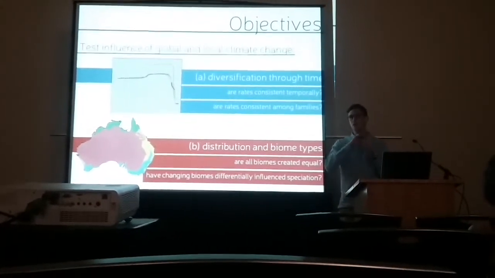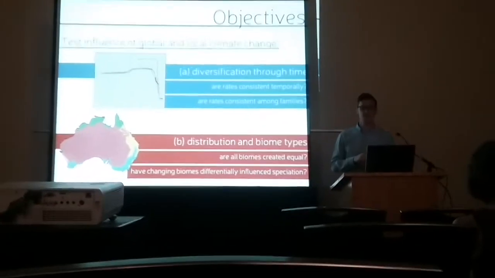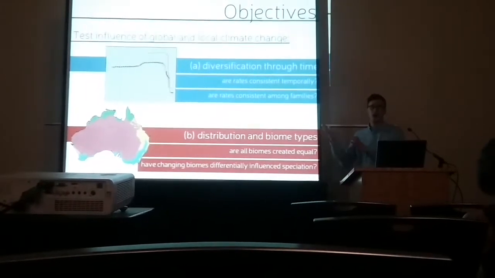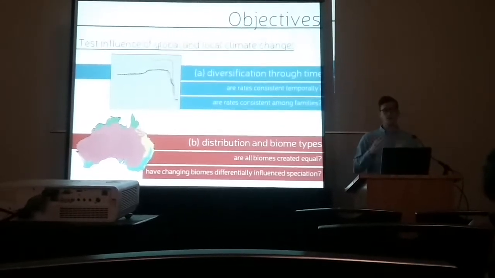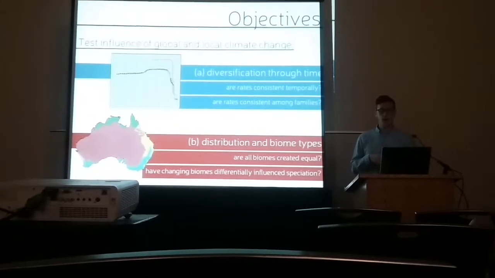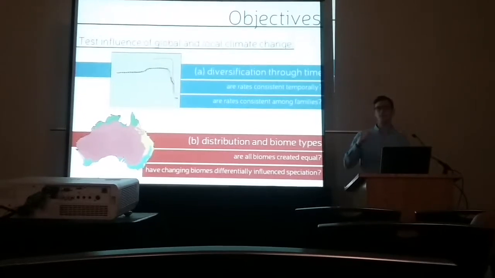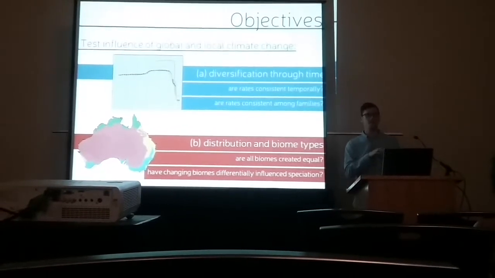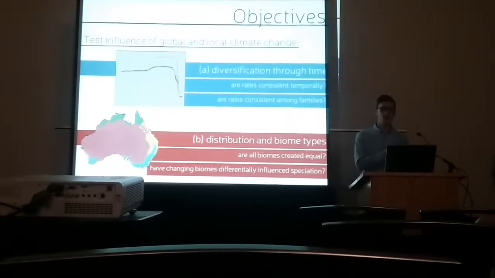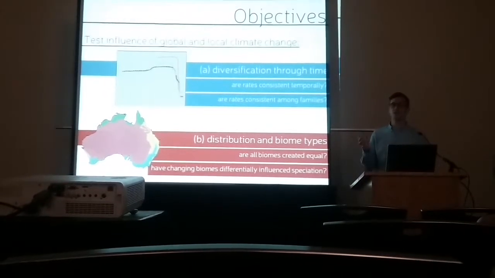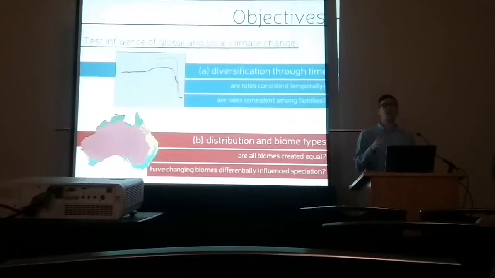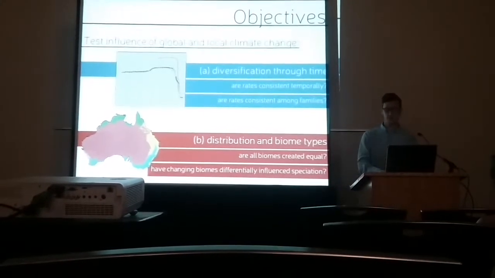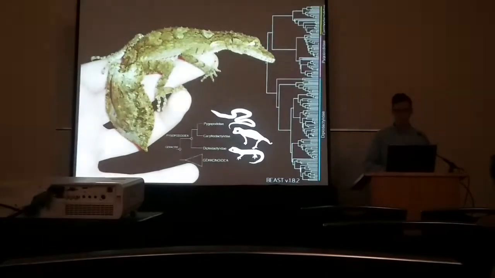So by charting the diversification process of the group, we can look at whether rates of diversification are consistent temporally, or if they change as we'd expect, and if they're consistent among families. And then on a finer, specifically Australian scale, we can look at how the change in these climates may have impacted biomes, and how the changes in biomes have differentially impacted speciation in these groups.